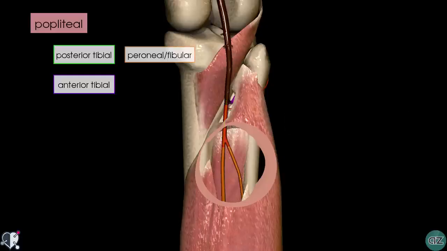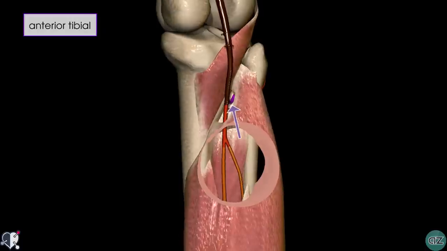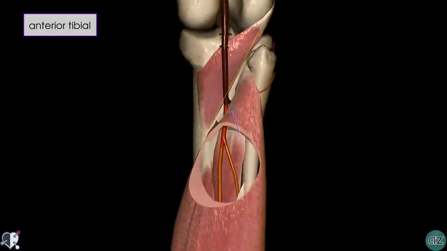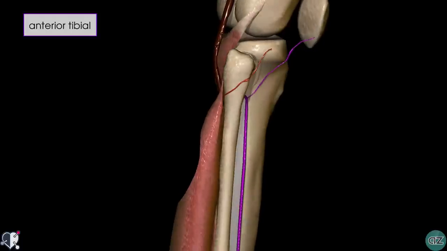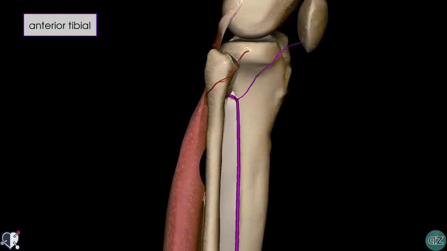Now to begin with, let's take a look at the branches of the anterior tibial artery. So you can see it here in this model in purple, and it arises just below the inferior border of the popliteus muscle. And rotating the model around, you can see how it enters into the anterior or extensor compartment of the leg just above the interosseous membrane.